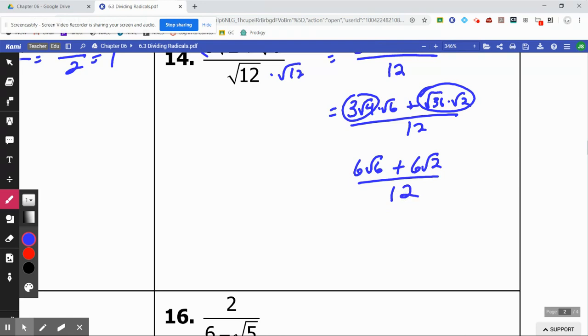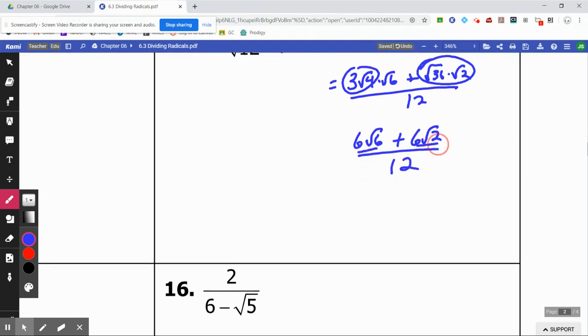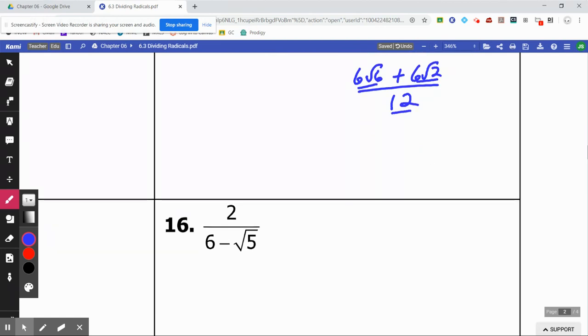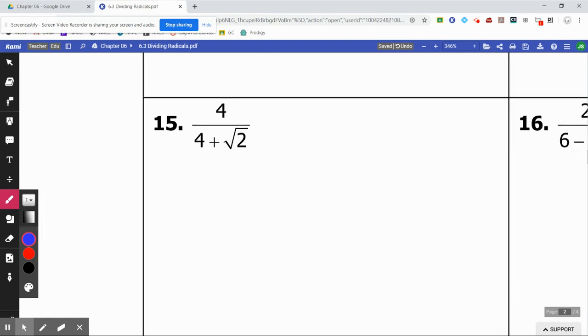So we can leave our answer like that, but I notice all 3 of these terms are divisible by 6. Let's divide them all by 6, and that gives us a root 6, a root 2, and a 2. That looks better. It's just reduced. You can also split those with distributive property, divide them each by 12, and you'd get root 6 over 2 plus root 2 over 2. Either one of those answers would be fine.